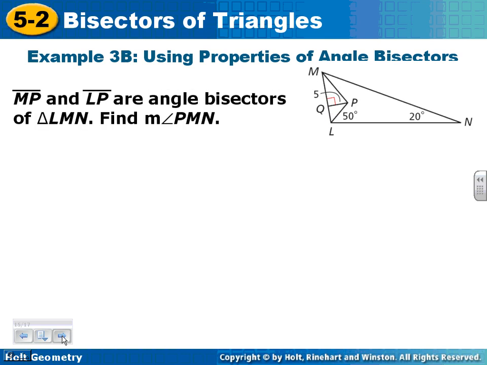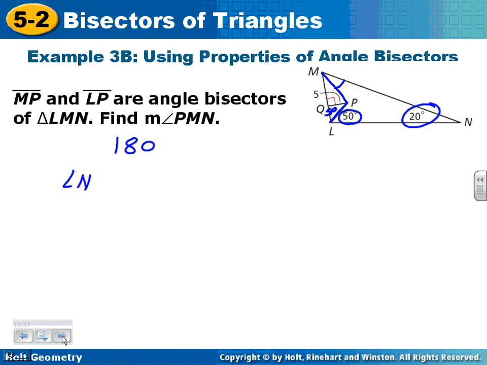Look at the next one. MP and PL and LP are angle bisectors. Let me highlight those in blue this time. That's blue and that's blue. Find the measure of PMN. So I want to know, what would that angle measure be? PMN. Well, here's what you do. Remember the rule of 180. Well, it looks like I have this out here is 20. Then I have 50 right here. That's only half, because the other half would be another 50.